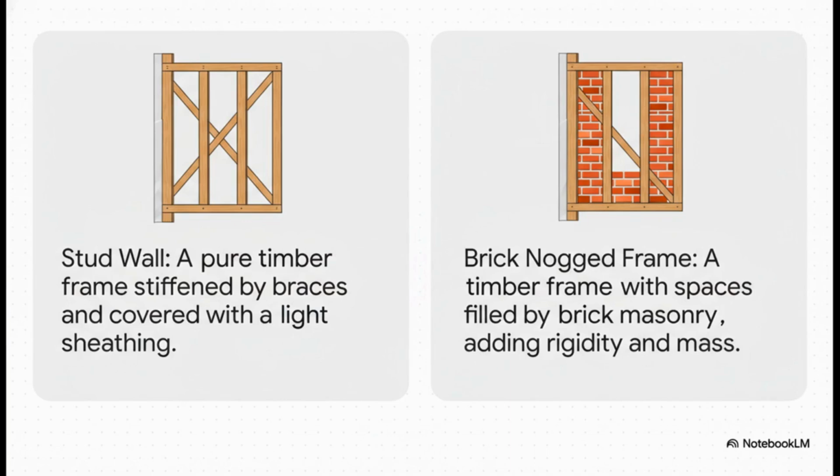On the left, you've got modern stud wall construction. It's a pure timber frame, stiffened up with diagonal braces and covered with a lightweight sheathing. On the right, you have a more traditional brick-nogged frame, where the spaces between the timber members are filled in with masonry. This adds both rigidity and mass to the whole system.